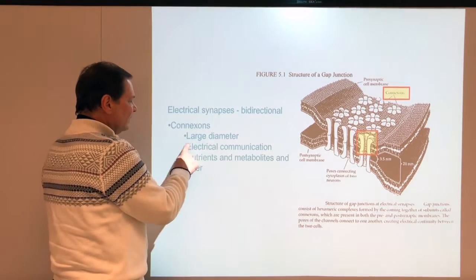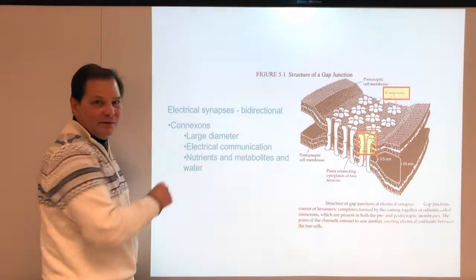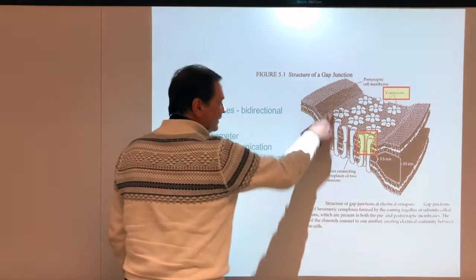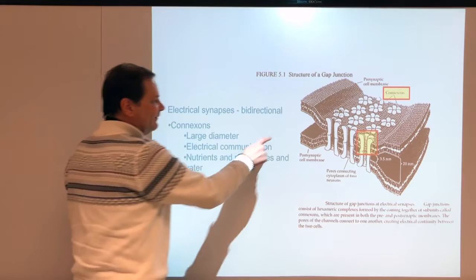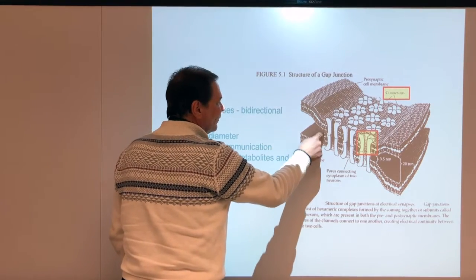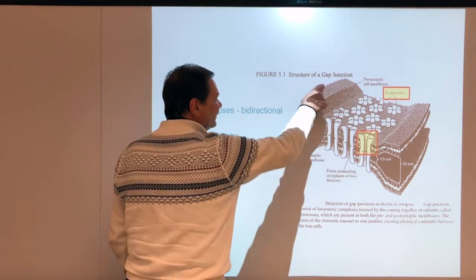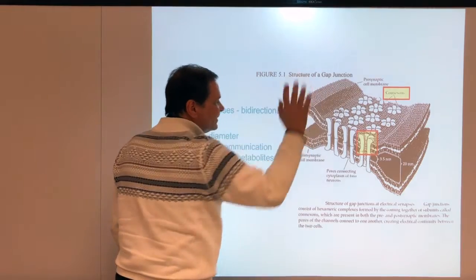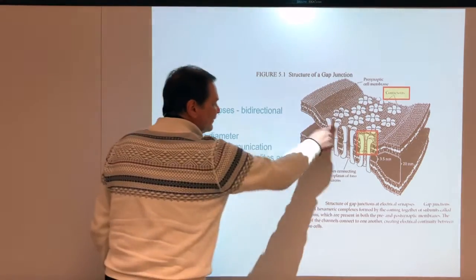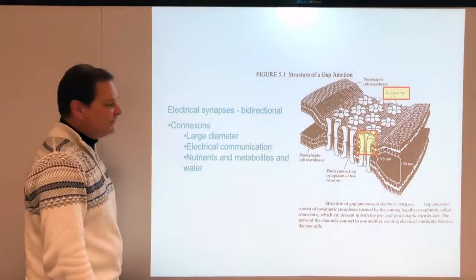These gap junctions are large in diameter. They're very good at electrical communication. Ions freely flow through here, and if you have an action potential propagating down this membrane, it will transfer to this cell, and the action potential will continue to propagate because of these electrical connections between the cells.